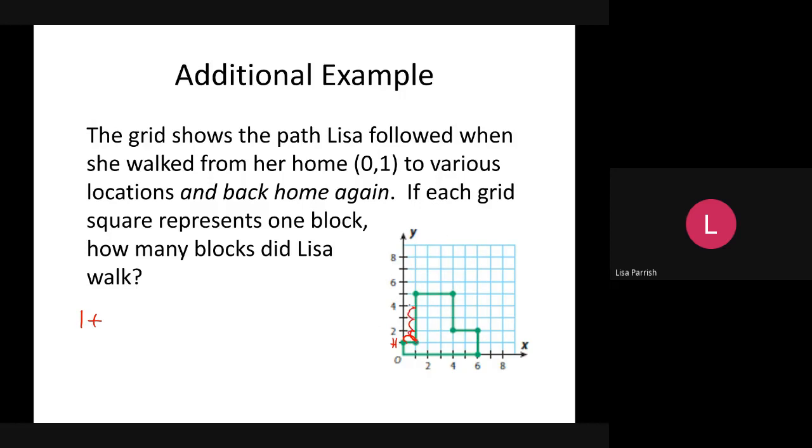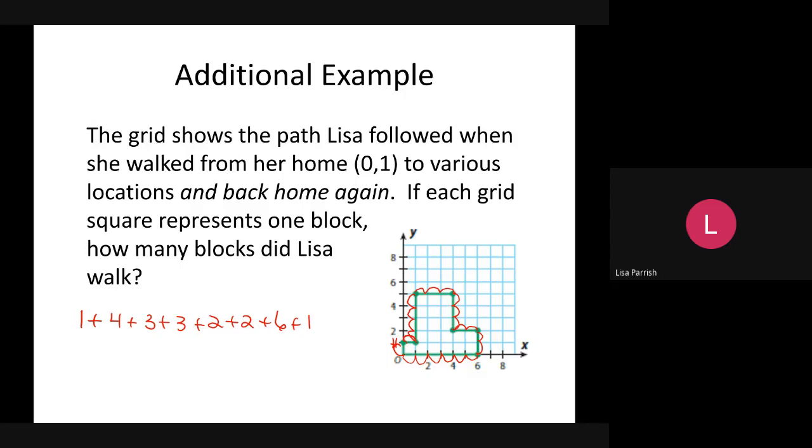Then 1, 2, 3, 4. Then from this location, 1, 2, 3. Then 1, 2, 3. Then 1, 2. 1, 2. Then 1, 2, 3, 4, 5, 6, and then back home.